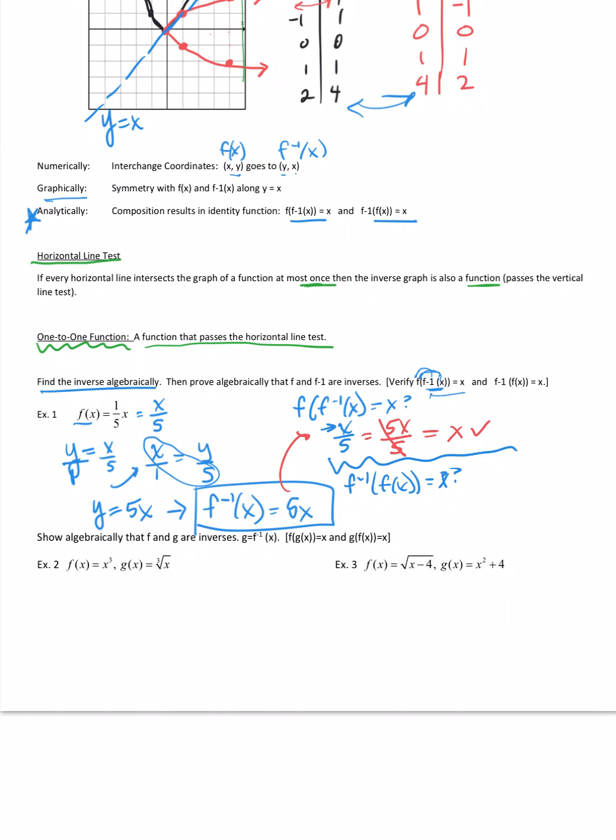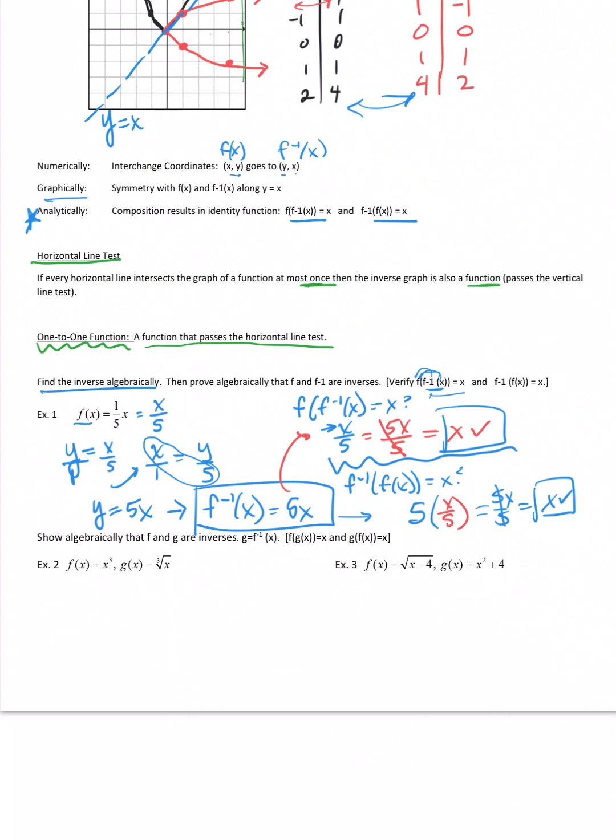We need it to come out to be x to prove that they are indeed inverses. So let's see what happens. If I take the inverse function, I'm going to take 5, and I'm going to plug in the original, which was x over 5. When I solve that, I'm back to 5x over 5, which is just x. Because they both turned out to be a positive x when I plugged them into each other, that is my proof algebraically that they are inverses.